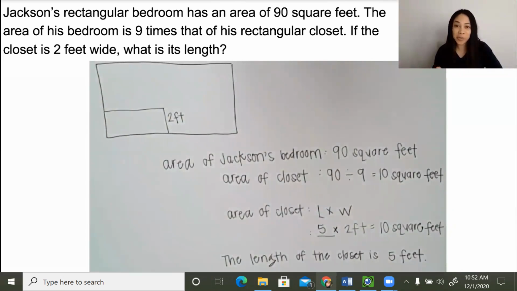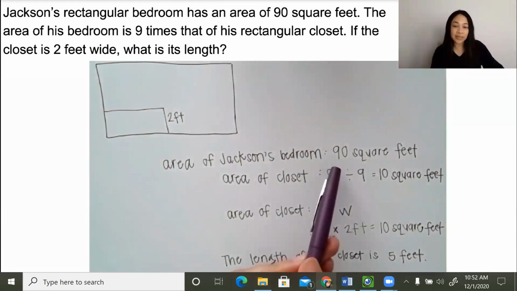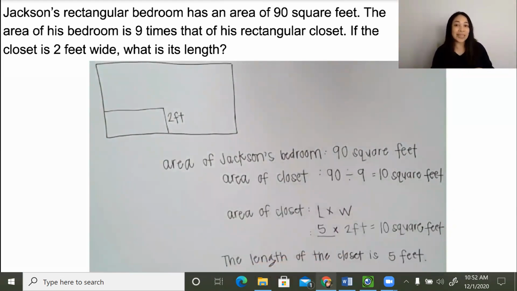Let's take a moment to walk through this problem. We know that the area of Jackson's bedroom is 90 square feet. We also know that that's 9 times the area of the closet. So what I did here was I divided by 9, and that equals 10 square feet, and that is the area of the closet. Well, we know the formula to determine area is length times width for this rectangle shape. So a number times 2 feet, which is the width, equals 10 square feet. Well, that would be 5. So the length of the closet is 5 feet.